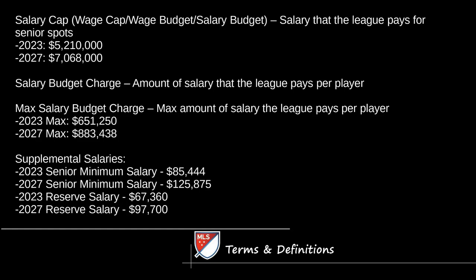The max salary budget charge is the max amount of salary the league will pay per player. 2023, $651,250 is the max salary that the league will pay for that player. That doesn't mean that's the max salary you can offer. We'll get into that later. That's just what the league will pay for. 2027, you can see how it's increased.